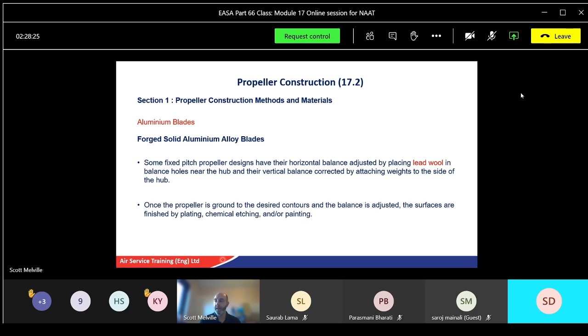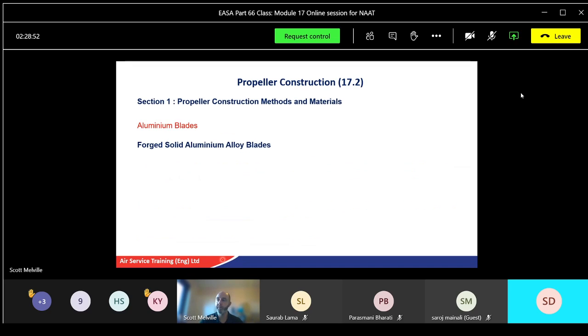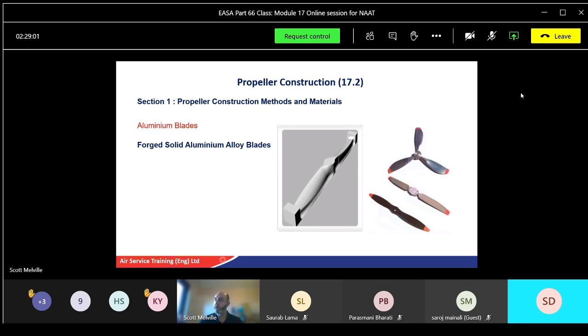Once the propeller is ground to design contours, the profile, and the balance is adjusted, the surfaces are finished by plating, either by chemical etching and possibly painting as well. Anodizing is the most commonly used finishing process. Now, with anodizing, you can do any sort of colour as well, but anodizing is a chemical process, electroplating, etc. So there's your basic propeller before it gets finished. It'll be cast and then finished off to whichever desired shape is required.